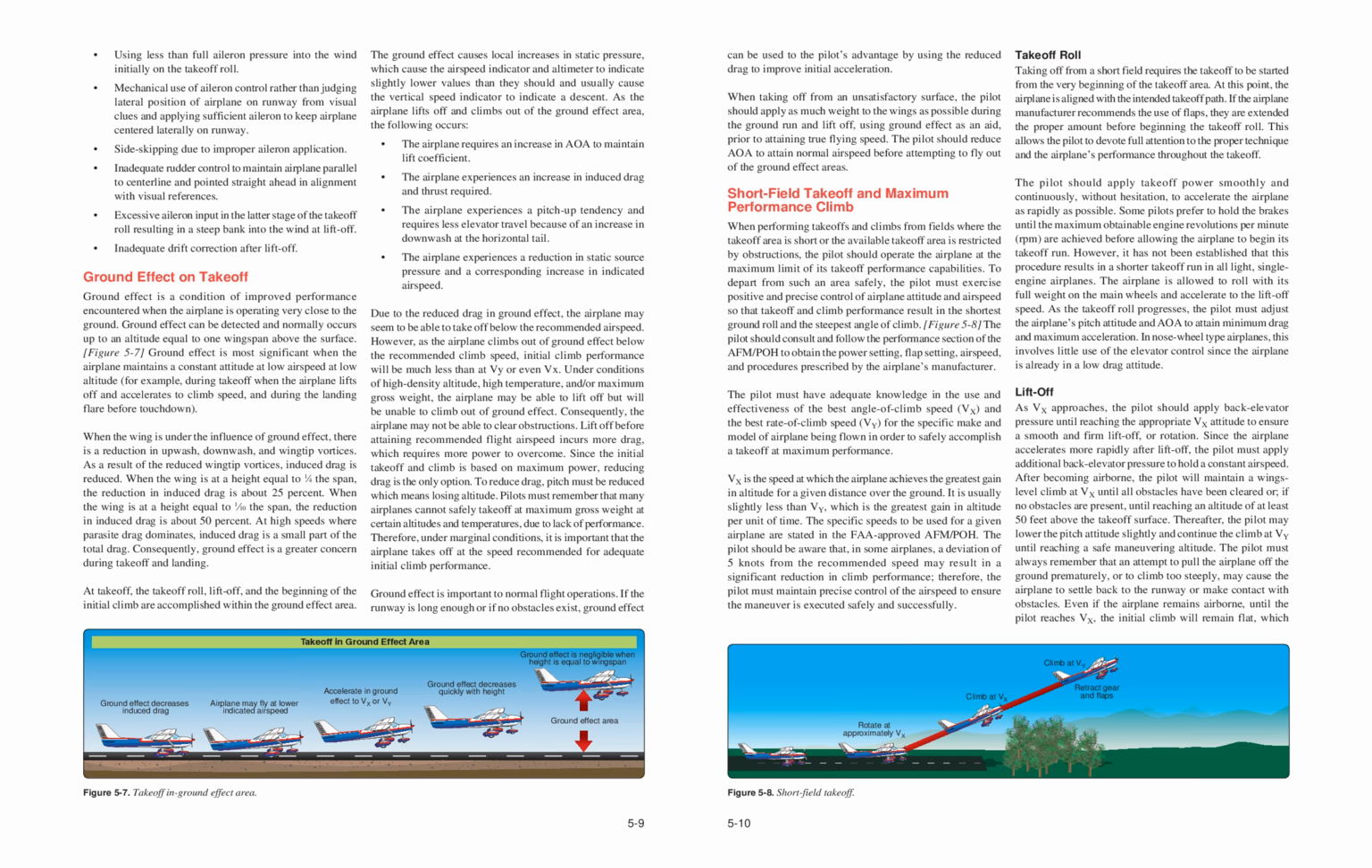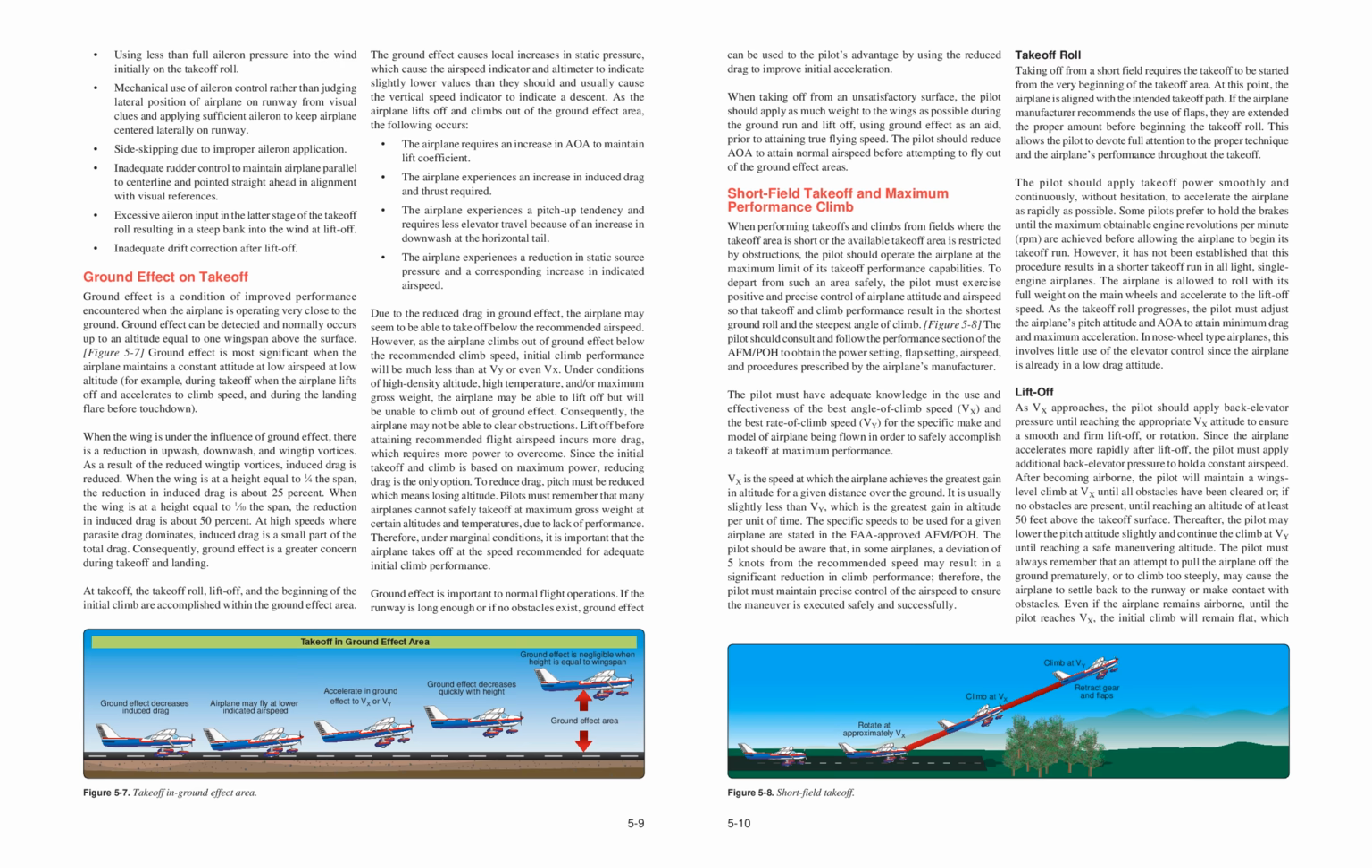Ground effect can be detected and normally occurs up to an altitude equal to one wingspan above the surface. Figure 5-7. Ground effect is most significant when the airplane maintains a constant attitude at low airspeed at low altitude, for example, during takeoff when the airplane lifts off and accelerates to climb speed, and during the landing flare before touchdown.